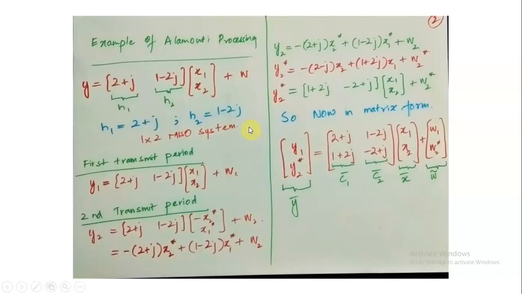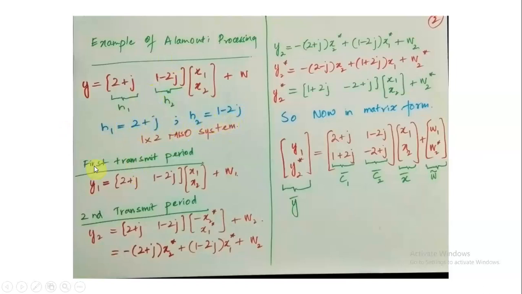Let's take an example of Alamouti processing. Let's assume that we have received y is equal to [h1, h2] times [x1, x2] plus w, in which these h1 and h2 are somehow estimated at the receiver. So h1 is equal to 2 plus j and h2 is equal to 1 minus 2j. This is just an example in which we have these h1 and h2 values.